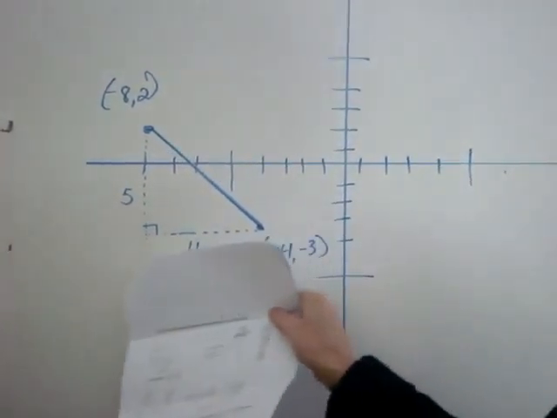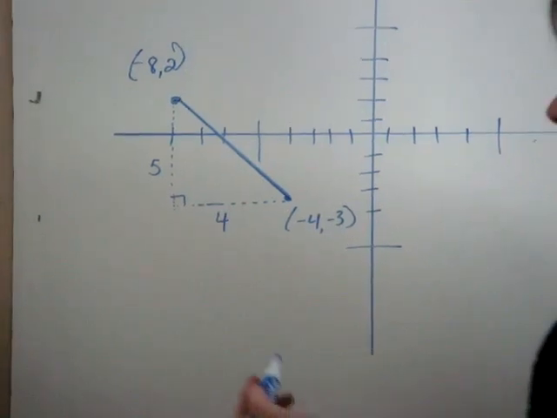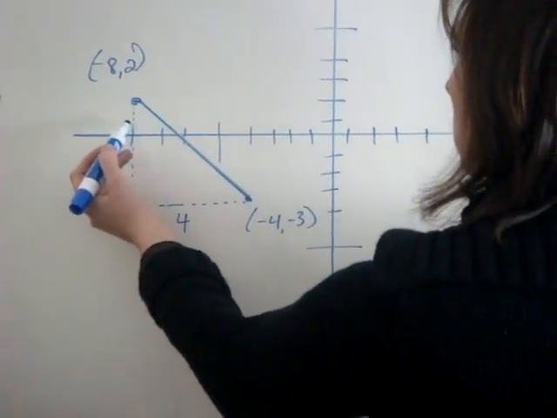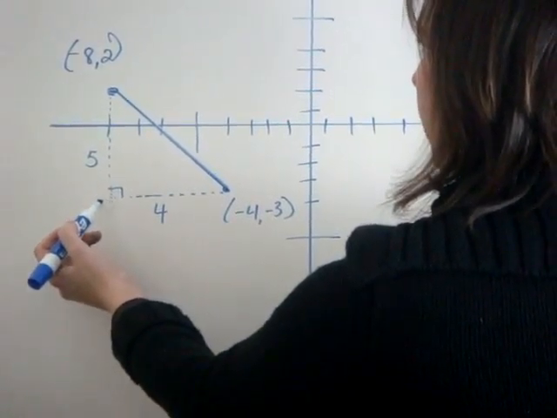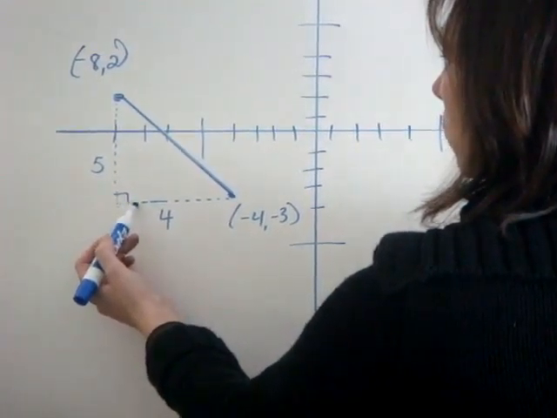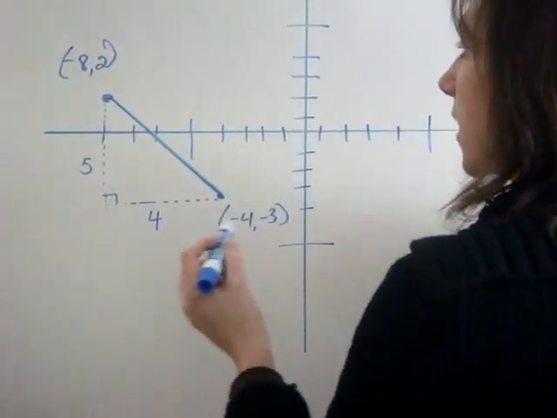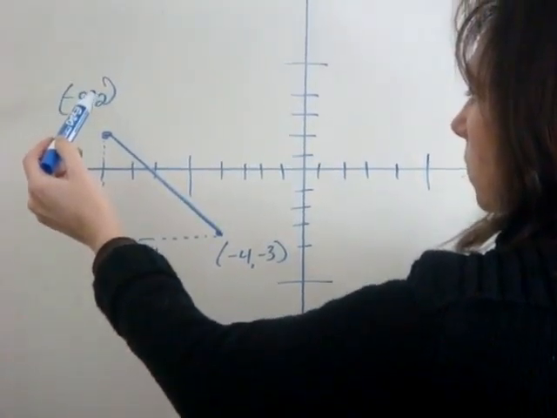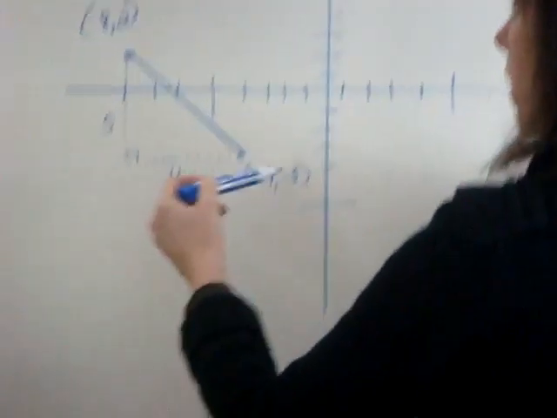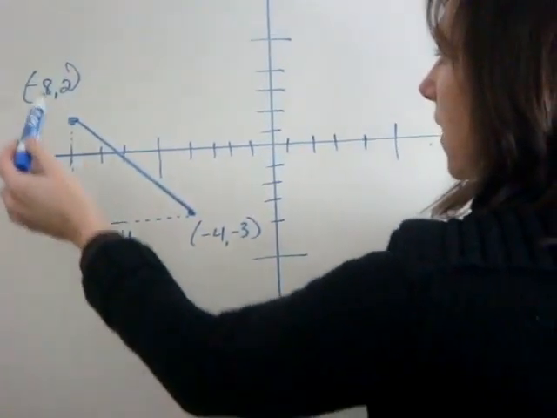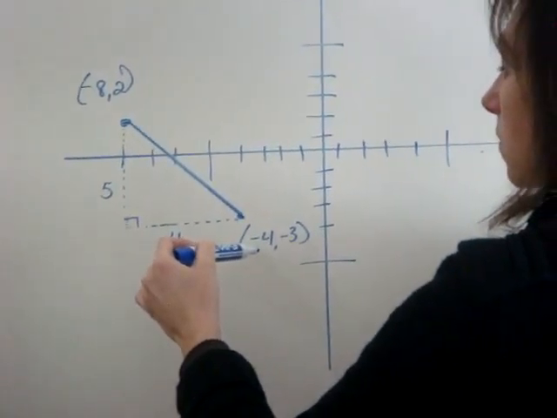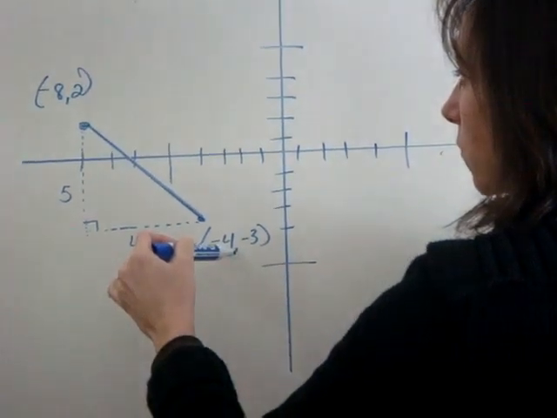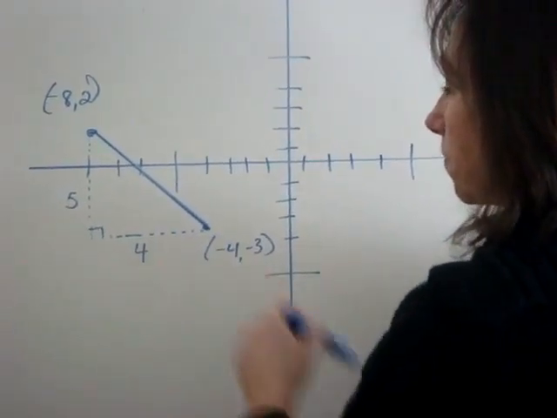We can find the sides of our right triangle simply by counting. 1, 2, 3, 4, 5. And count this way, 1, 2, 3, 4. You have to be really careful. Or you can subtract the y coordinates and the x coordinates. 2 minus a -3 would be 5. -8 plus 4, negative 4 is plus 4, gives you 4.